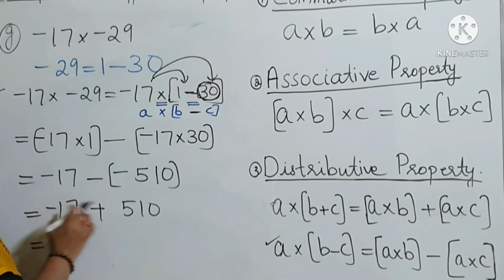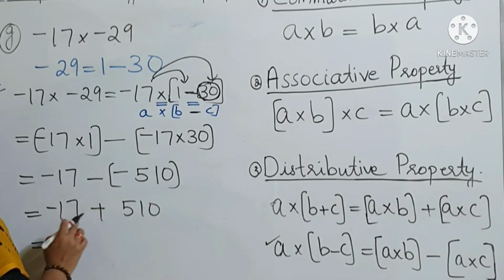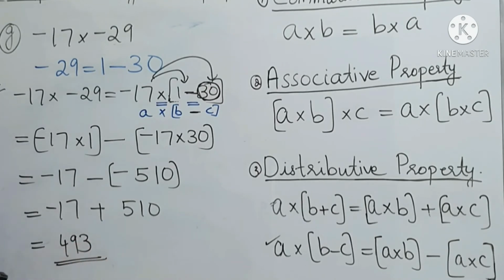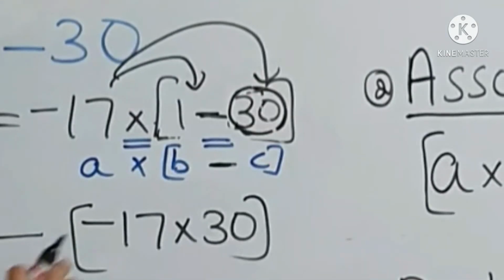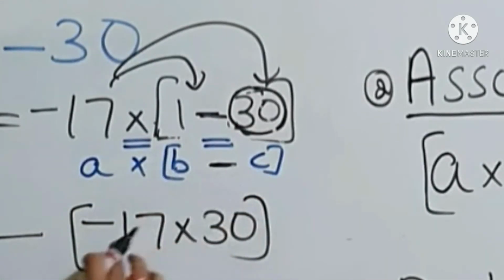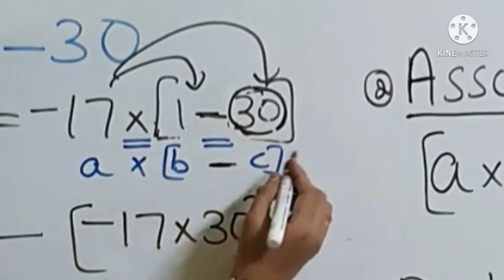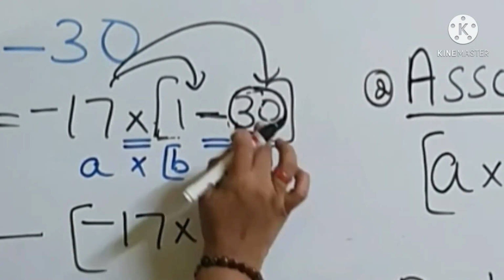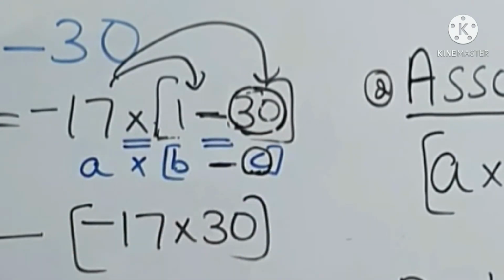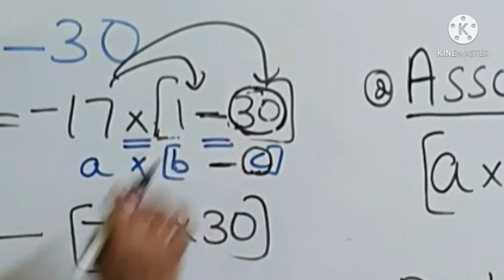And this is negative and this is positive. So subtract them and place the sign of the bigger integer. 510 minus 17 is 493. So the answer is 493. An important point you should remember is in this part, in the place of C you write only 30. Don't write negative 30 because this is subtraction minus.